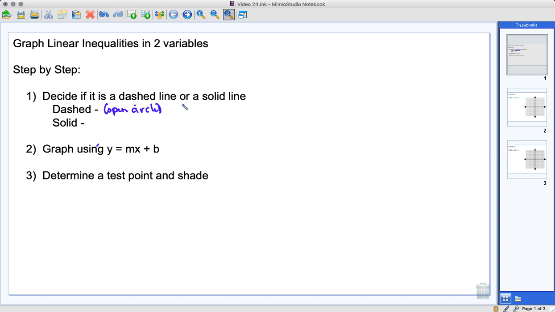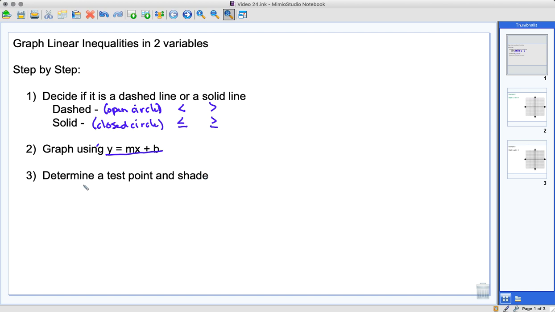So it's either a less than sign or a greater than sign. Solid is like a closed circle, so that would be less than or equal to, greater than or equal to. Then we're actually going to graph, so get some points using our y equals mx plus b, our slope-intercept form that we talked about a couple chapters ago. And then our new thing for this one is determining a test point and shading.